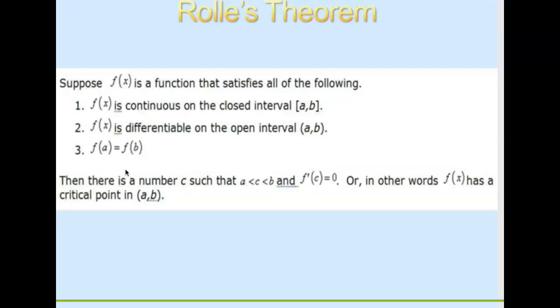So if all three of these happen, then we can say with 100% certainty there exists a number C such that C is between A and B and its derivative is equal to 0. Or in other words, we call C a critical point. So we can say with absolute certainty if 1, 2, and 3 are true, I am guaranteed a derivative value equal to 0 at C.